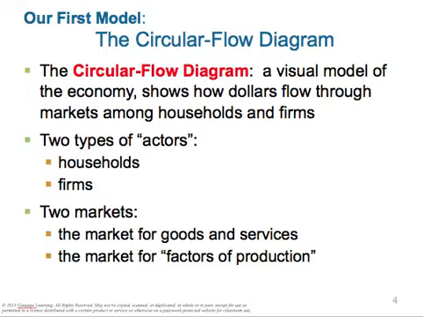Our first model is the circular flow diagram, which is a visual model of the economy and shows how dollars flow through markets among households and firms. There are two types of actors in the simplified circular flow diagram. There's households and then there's firms. And there are two markets: the markets for goods and services. Typically, the households are looking for goods and services. And then there's the market for the quote-unquote factors of production, labor inputs, so on and so forth, that the firms need to produce a product, good, or service.